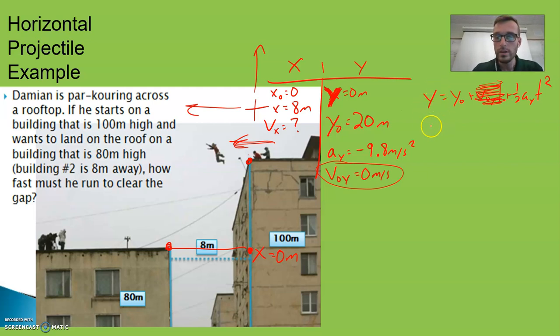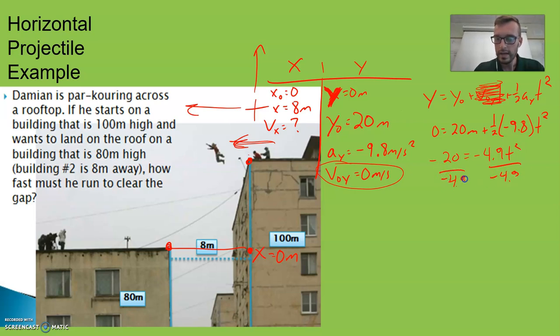And so what we could do here is plug our numbers in. We could say 0 equals 20 meters plus 1/2. Now remember, up is positive, so that means we got to do our negative 9.8, and we do the t squared there. Okay, so subtract 20 from both sides. Negative 20 equals negative 4.9 t squared. Divide both sides by negative 4.9.